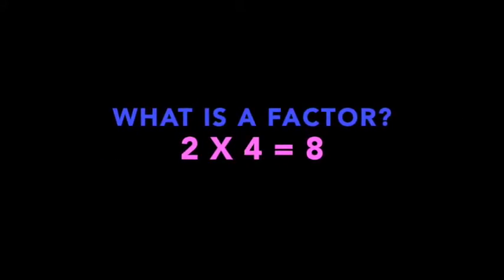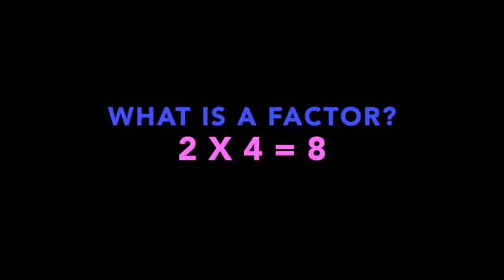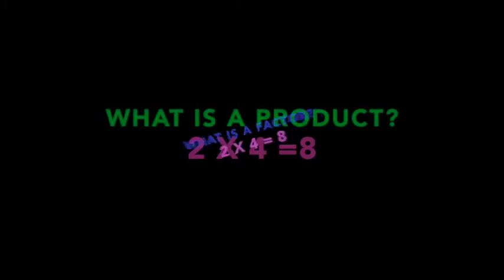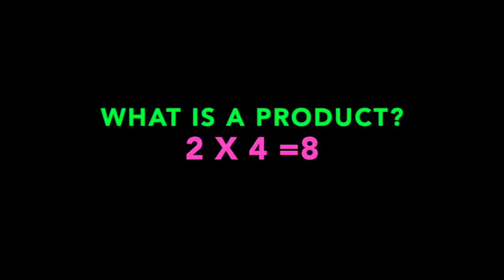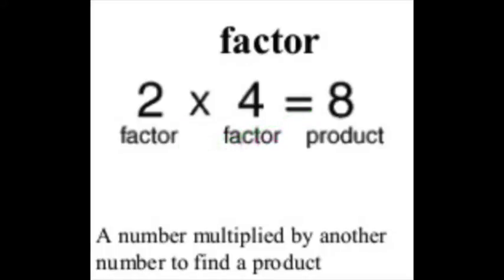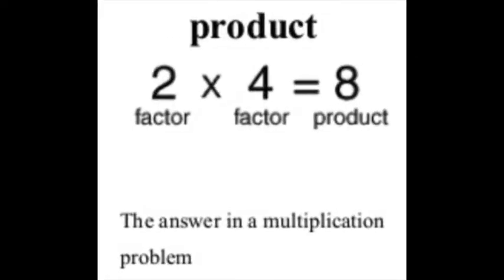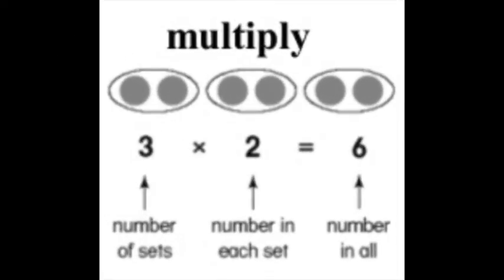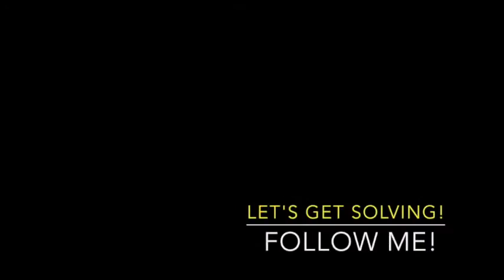Let's review our vocabulary. What is a factor? When looking at this multiplication sentence, which numbers are our factors? What is a product? In looking at this sentence, which one of those numbers is the product? Remember, the factors are the numbers that we are multiplying together. So 2 and 4. The product is the answer in a multiplication problem. So with the number 8. When we multiply, we are multiplying a number of sets times the number in each group to find the number in all.